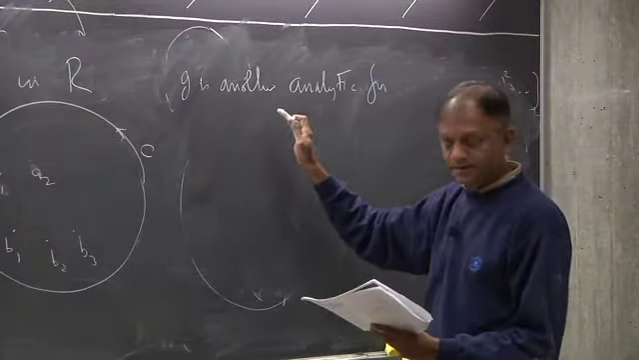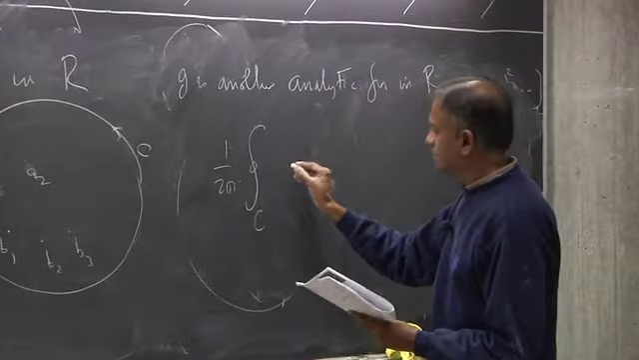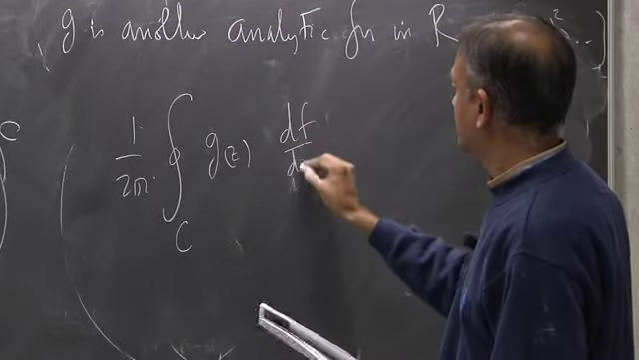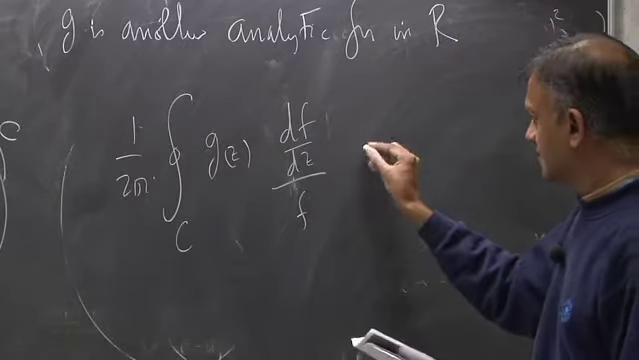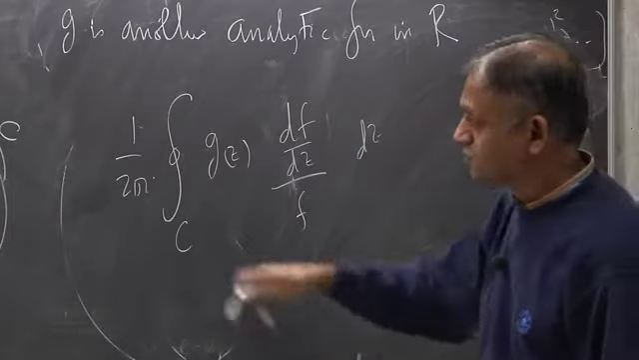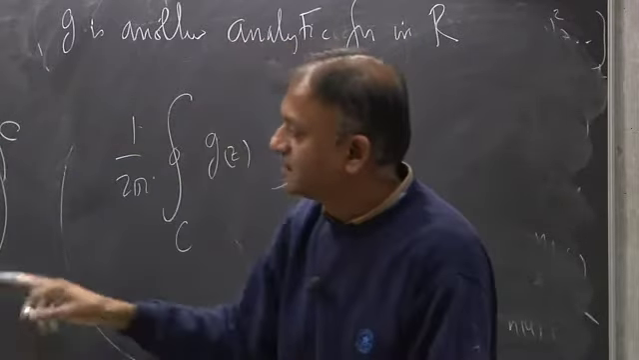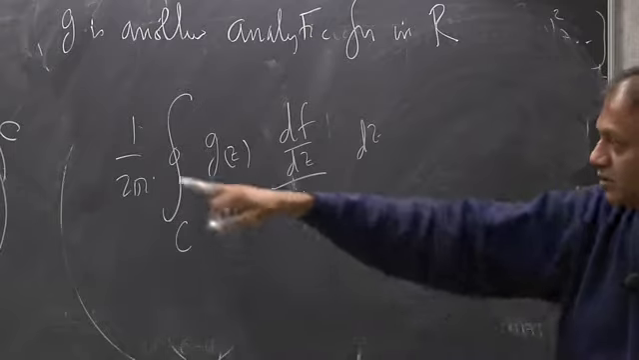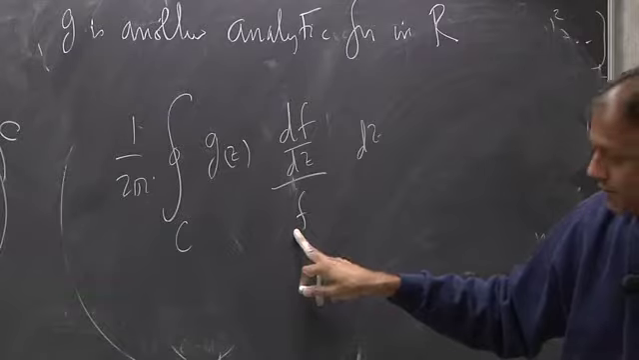Then the integral 1 over 2 pi i around the contour C, a closed contour, of g of z times (df by dz) divided by f, dz. As I told you, I'm choosing the contour such that f has no zero or pole on C. That is because I have 1 over f here. If it has a zero there will be a problem, and similarly if it has a pole, also there will be a problem. We will see that.